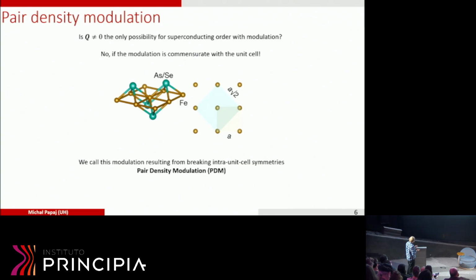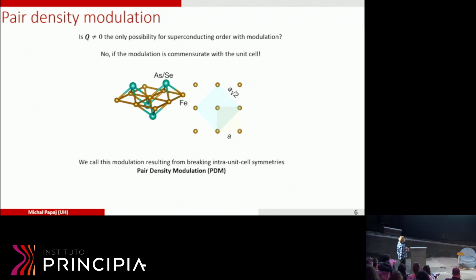So I guess in order to slightly distinguish ourselves from the pair density wave, which usually breaks the translational symmetry of the crystal, and whose Q vector is related to whatever particular Fermi surface you have in a given situation, we would be calling this pair density modulation.